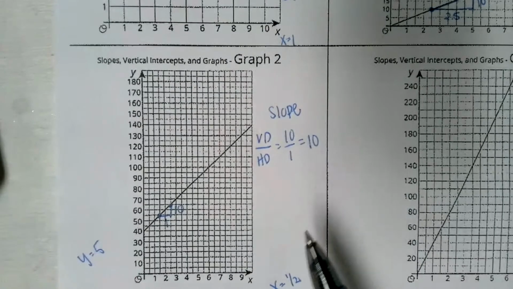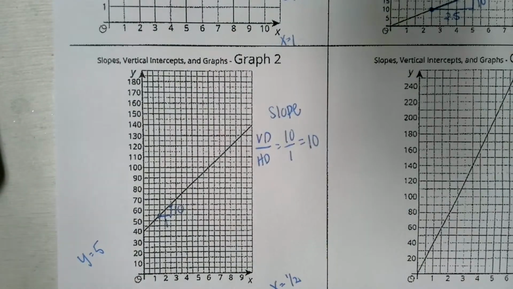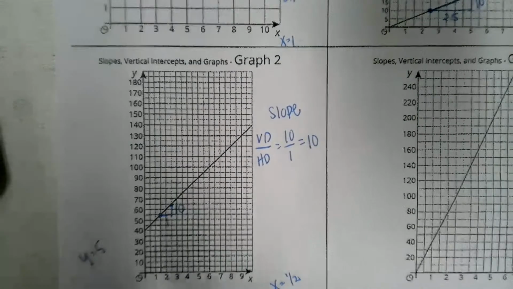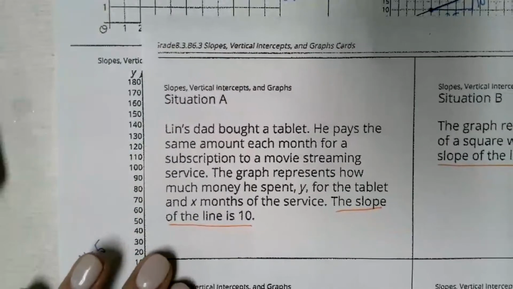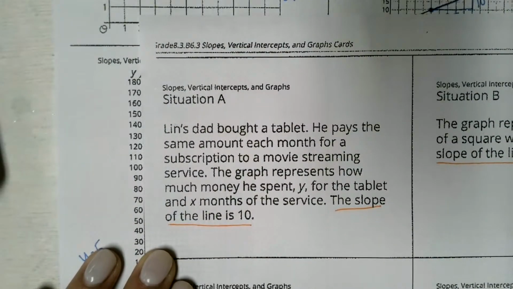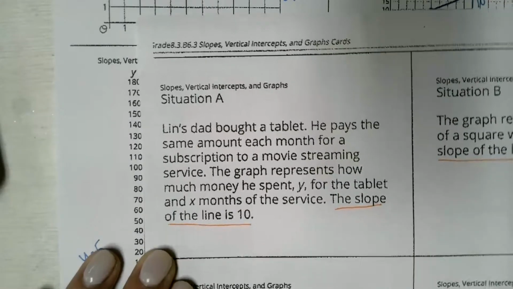So which situation has a slope of 10? And that is situation A. Lynn's dad bought a tablet. He pays the same amount each month for a subscription to a movie streaming service. The graph represents how much money he spent, y, for the tablet and x months of service.